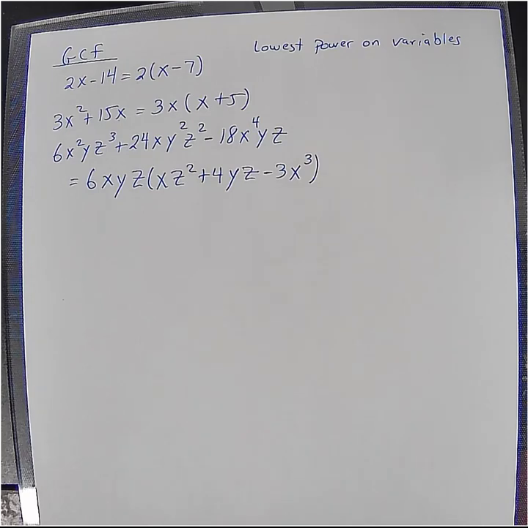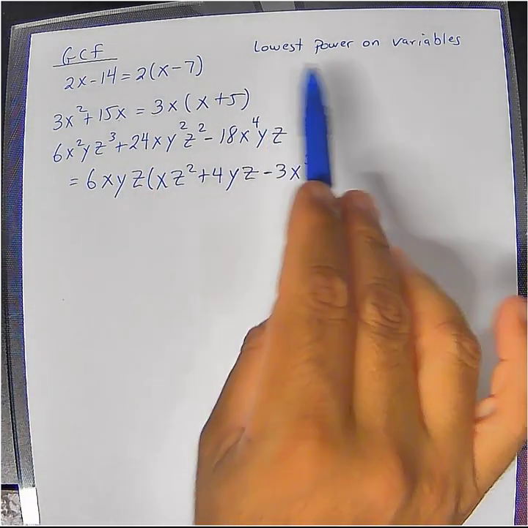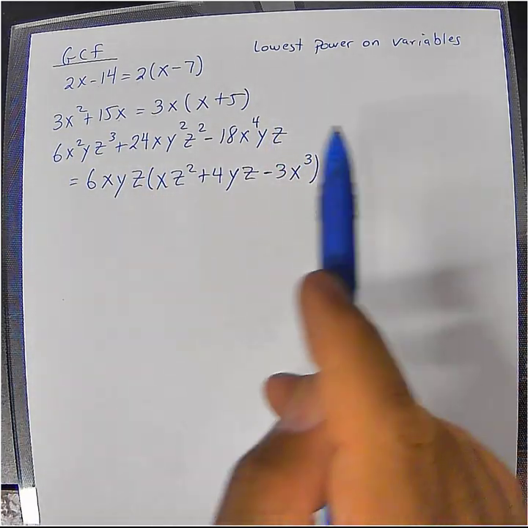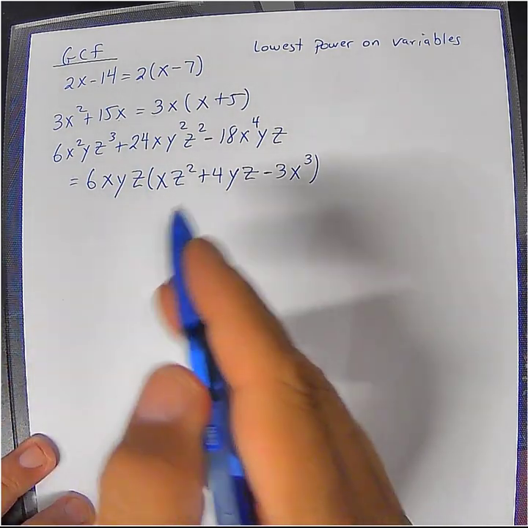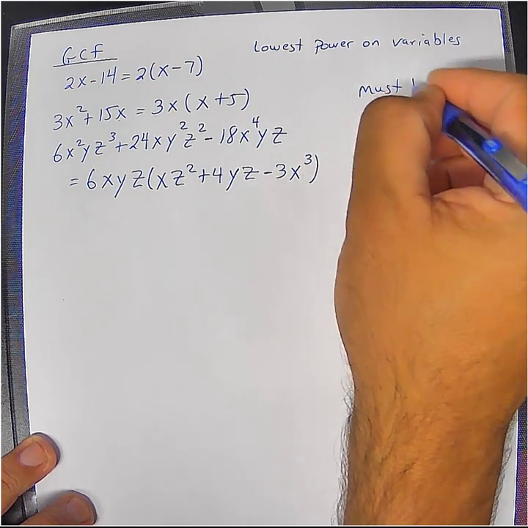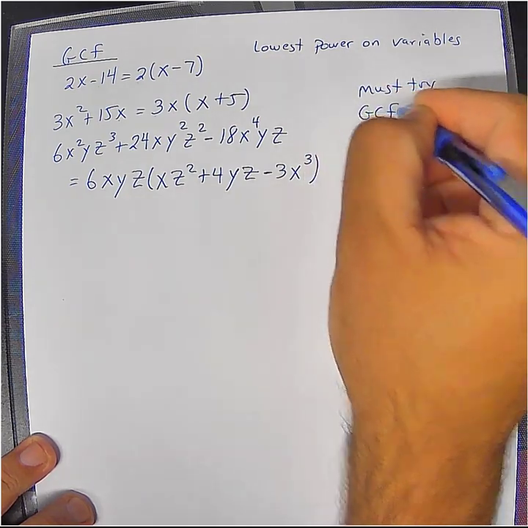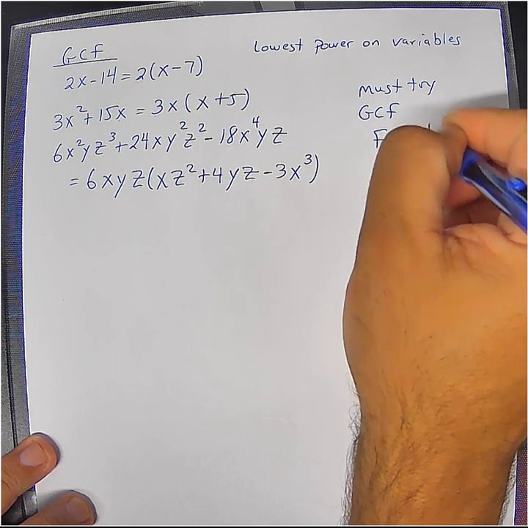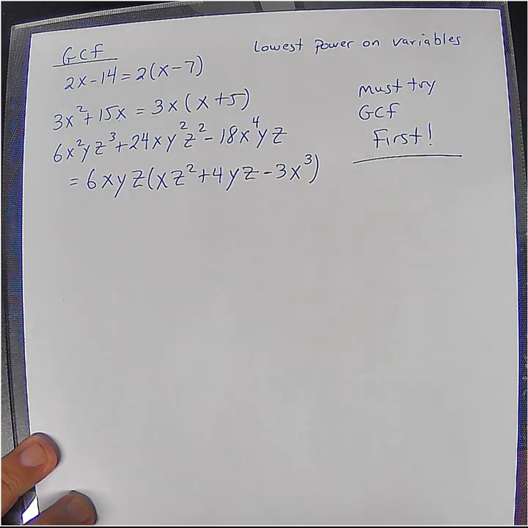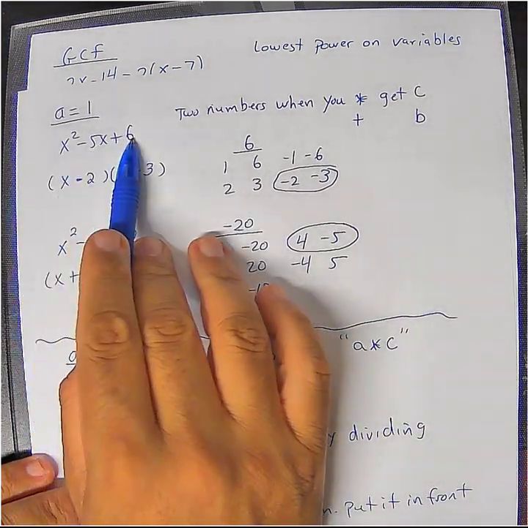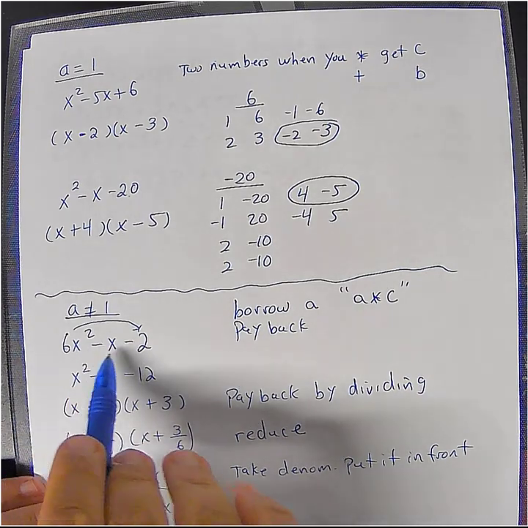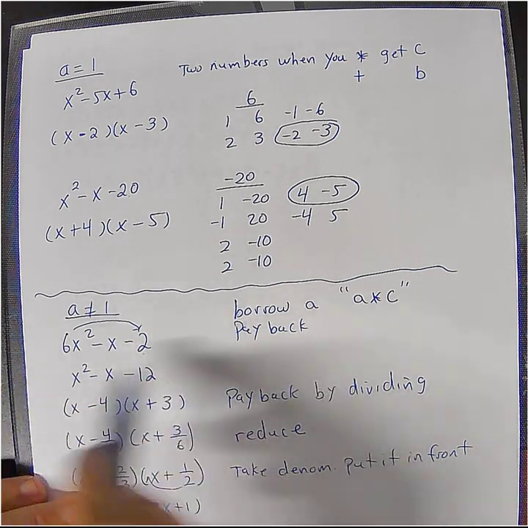Number and then variable. They must all have the same variable, and you always take the lowest power in the variable. But from now on, anything that we are going to factor, we must try the GCF first. Okay? You must try it first from now on. I know I showed when A is 1 and when A is not 1, but like here, 1, negative 5, and 6 didn't have anything in common. 6, 1, and 2 did not have anything in common, so that's why we just went through it.